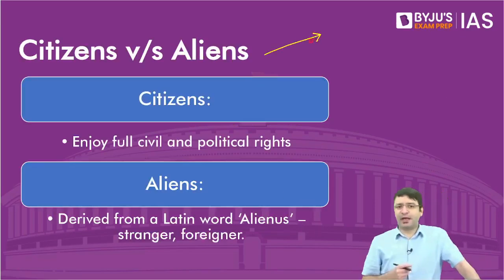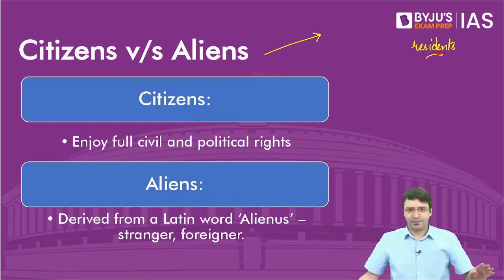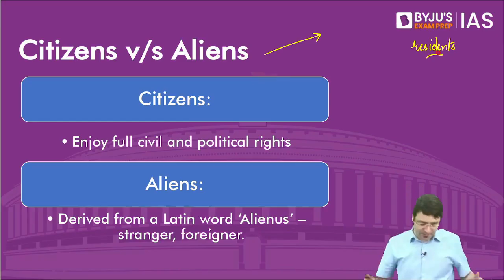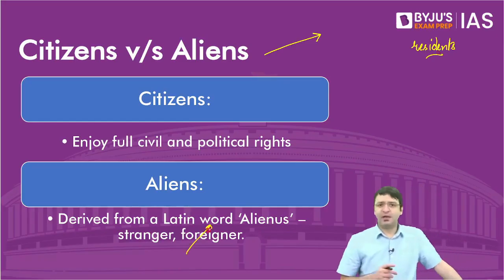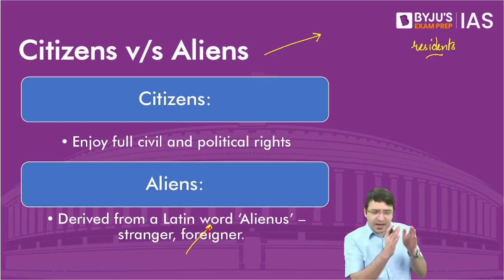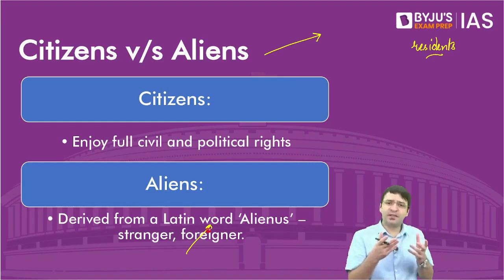Citizenship, as I told you in the last class, all the people who are residing in India, all the residents of India, we can broadly classify them into two broad groups. Either you are citizens or you are aliens. And this term alien has been derived from a Latin word alienus, which primarily means a stranger, a foreigner. So who are these aliens?